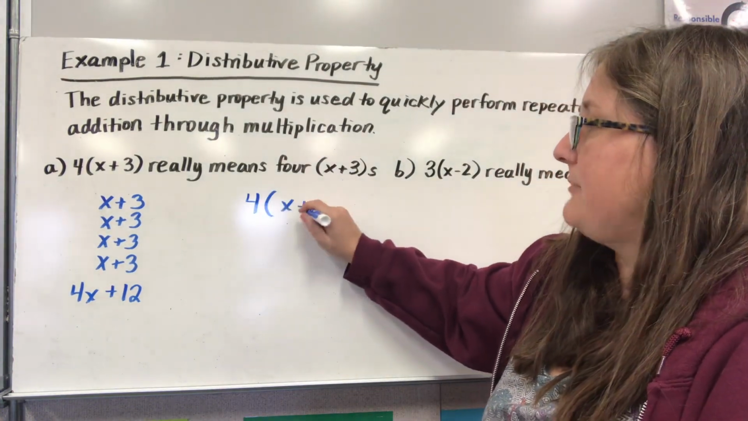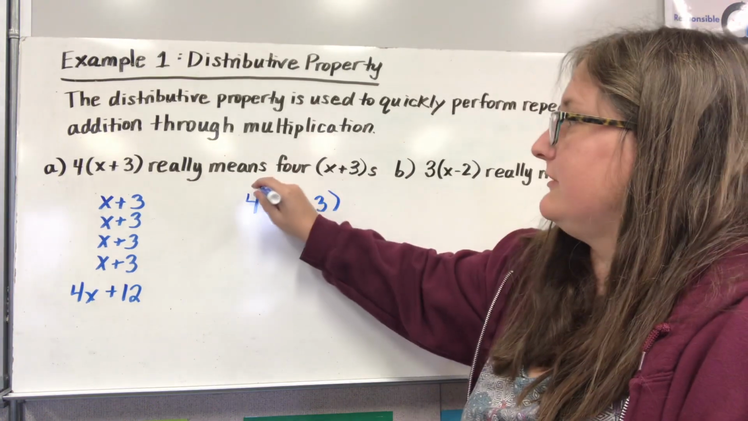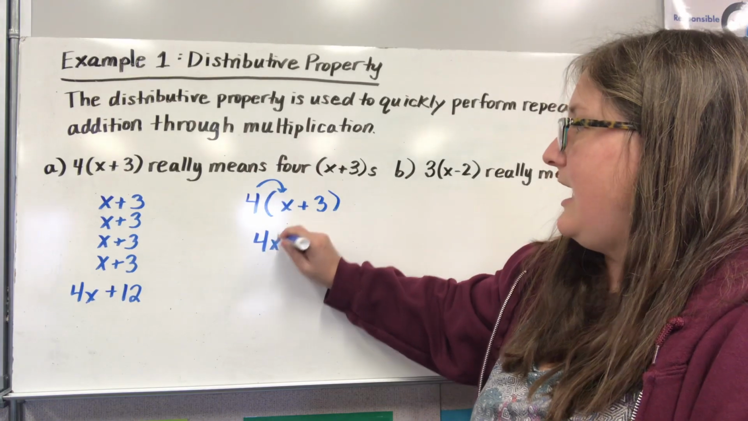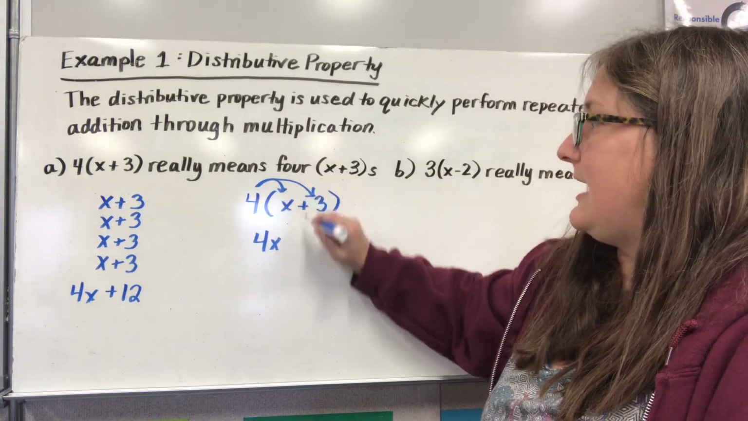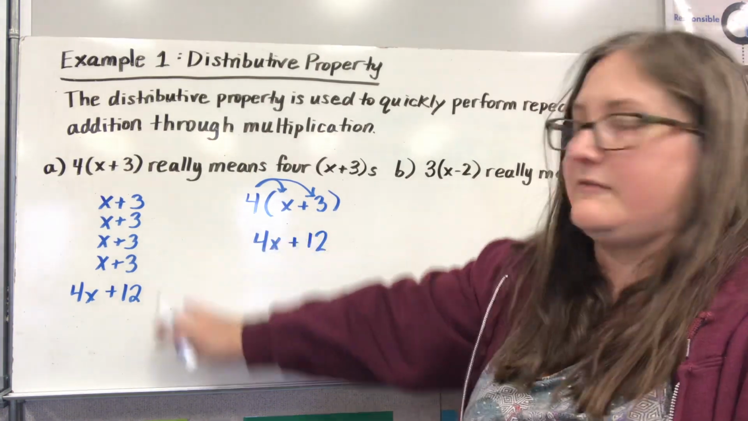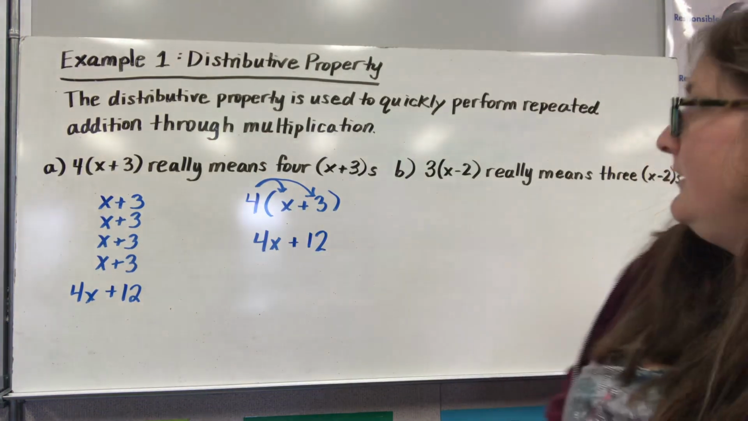So when I have this problem, all I'm really doing is multiplying 4 by the first addend, x, and I get 4x. And then I multiply 4 by the second addend, and 4 times 3, I get 12. And it saves me having to do all that work.